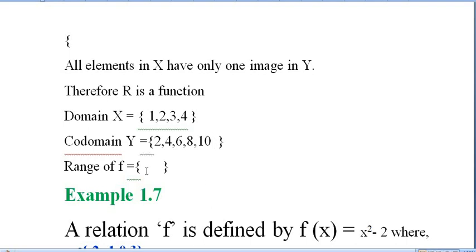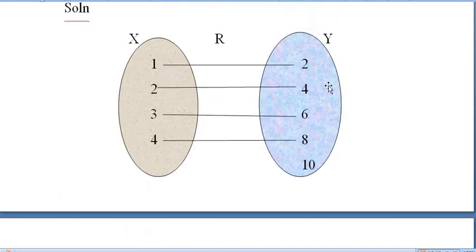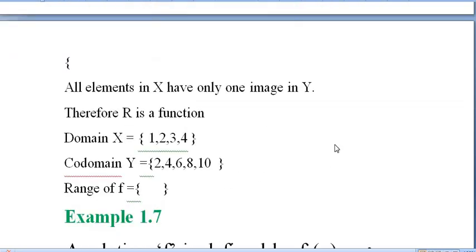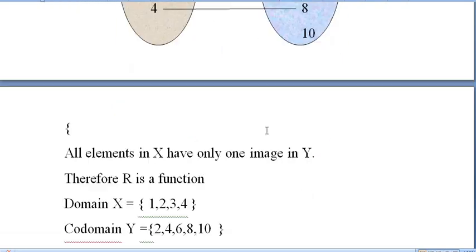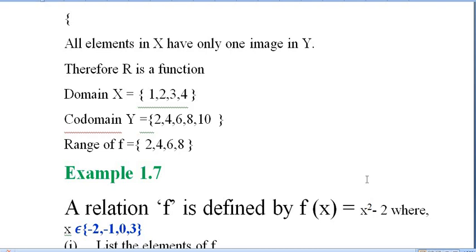Now the range. So what is range? Already we have studied. So these are outputs. This output is called the range. So only 2, 4, 6, 8. Why don't we have 10? Because there is no element associated with 10. So we can write 2, 4, 6, 8. So these are the range. So in this problem we have seen whether R is a function, and the domain, codomain and the range. So the 1.6 is over.